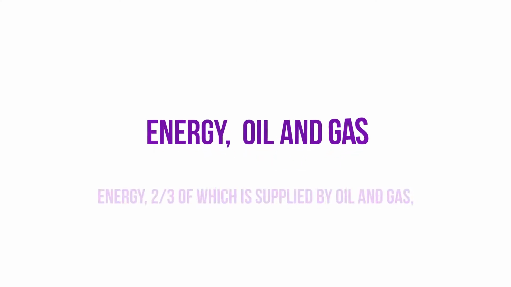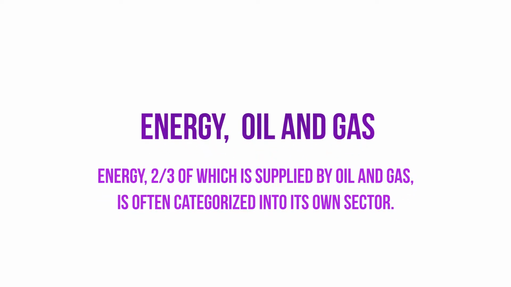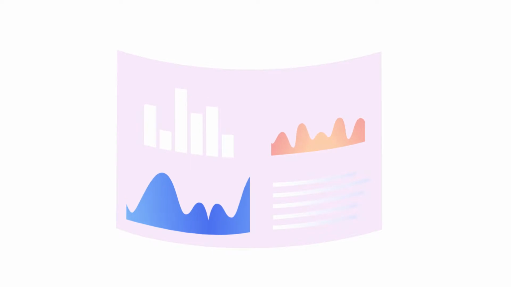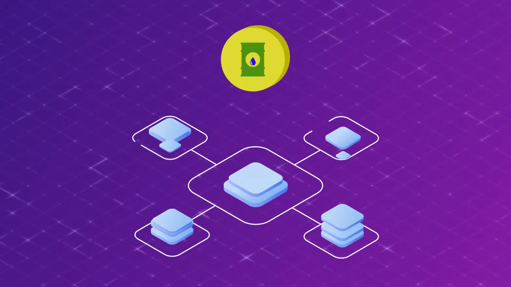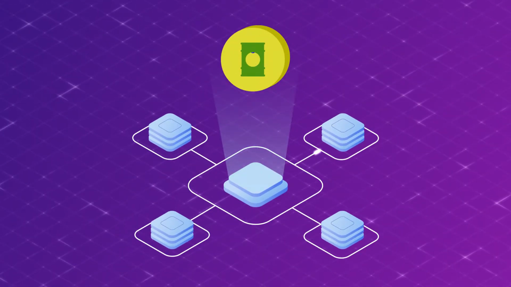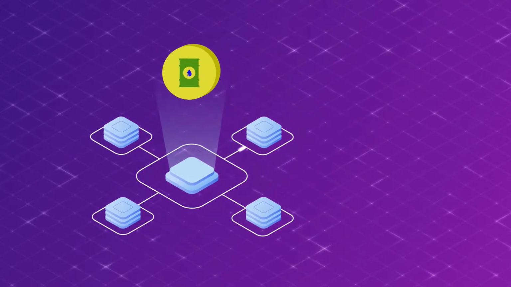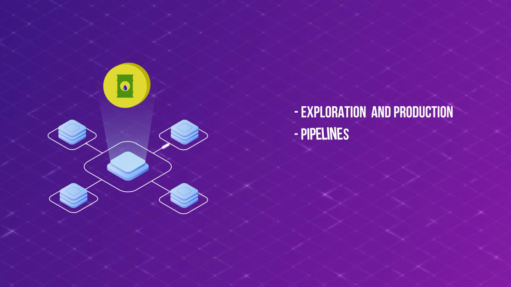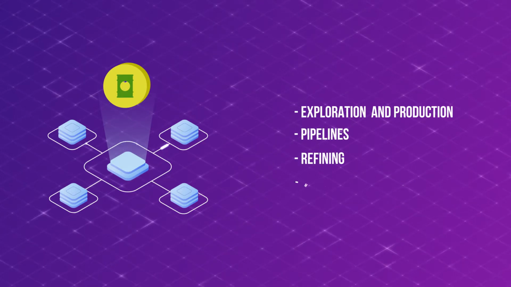Energy, oil, and gas. Energy, 2/3 of which is supplied by oil and gas, is often categorized as its own sector. You can think of it as its own sector if it makes your analysis easier. Because oil and gas companies are often heavily integrated, the industry includes 4 different segments: exploration and production, finding, pipelines, transport, refining, and marketing, gas stations.